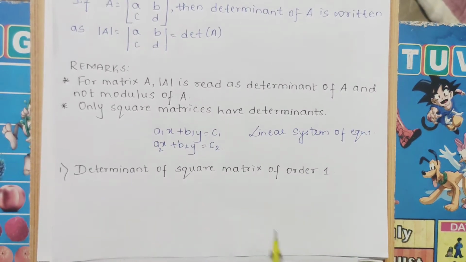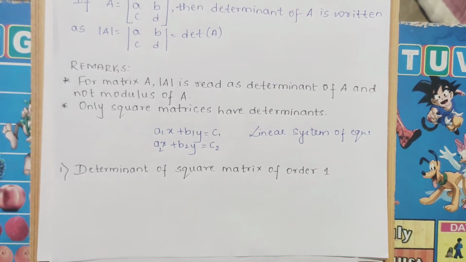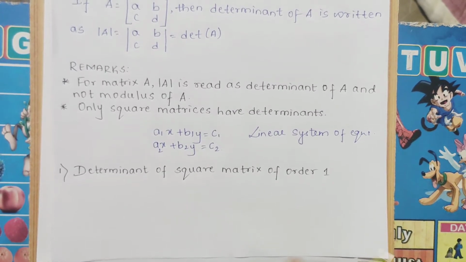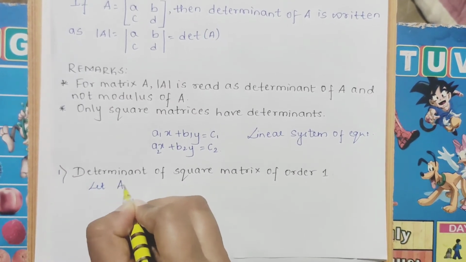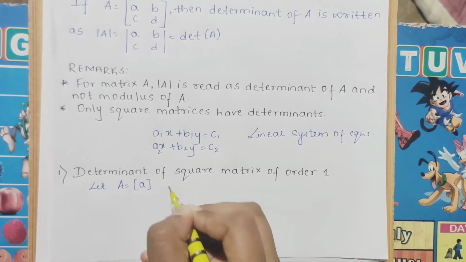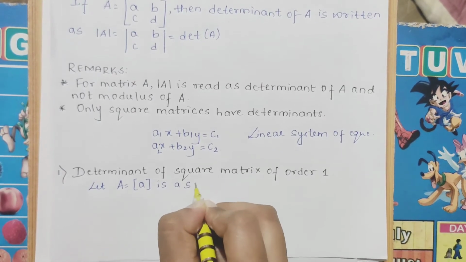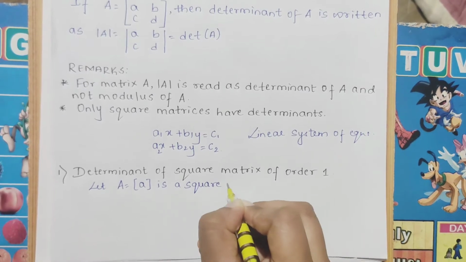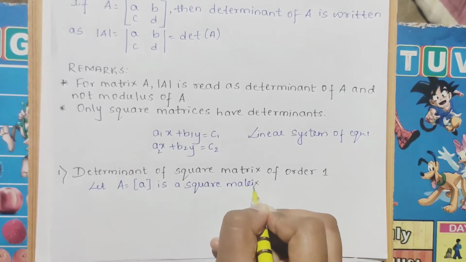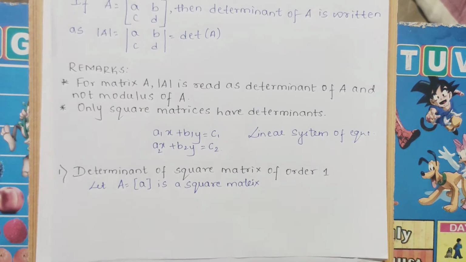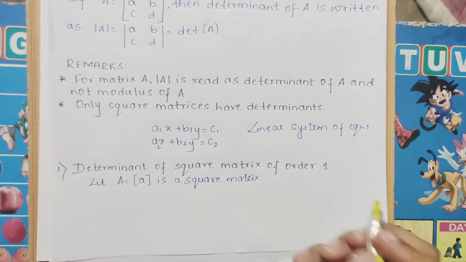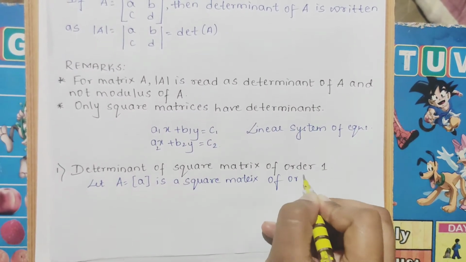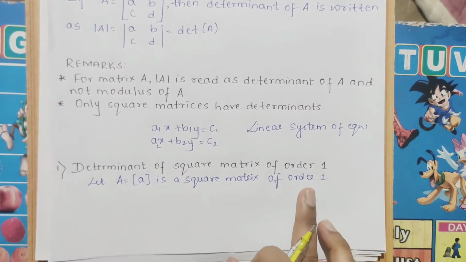So now see, determinant of a square matrix of order 1. Order 1 means what? You will have a single row and single column. Suppose I write, let A be a square matrix. Note it should always be a square matrix, whether order 1, order 2, order 3, whatever it is. We are doing square matrix of order 1.